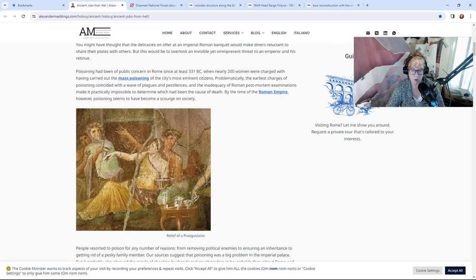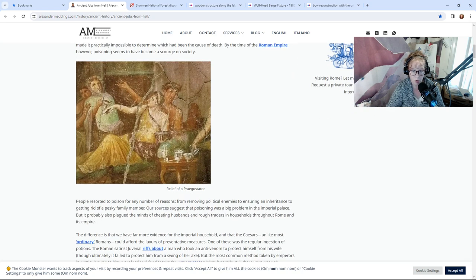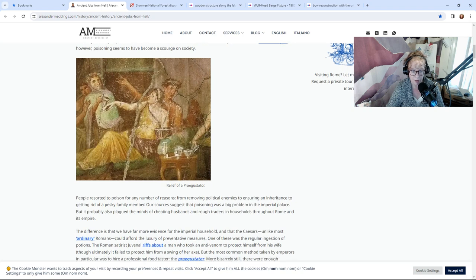Poisoning had become a scourge of society in the Roman Empire. People resorted to poison for any number of reasons, from removing political enemies to ensuring an inheritance to getting rid of a pesky family member. Our sources suggest that poisoning was a big problem in the imperial palace, but it probably also plagued the minds of cheating husbands and rough traders and households throughout Rome and its empire.